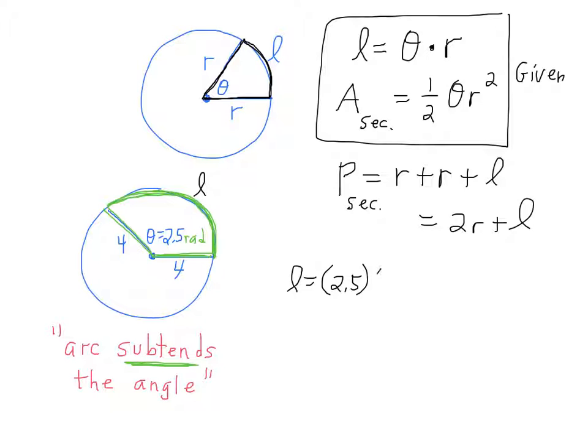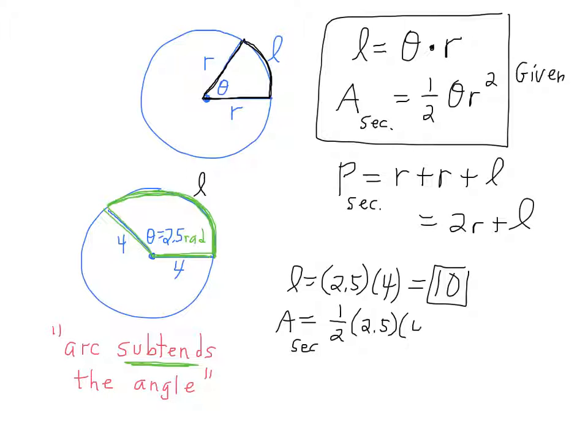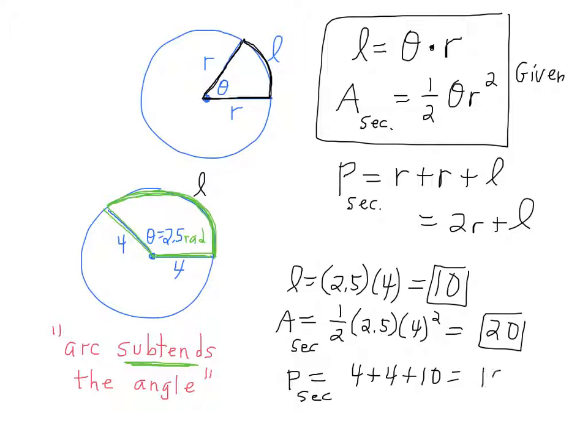It would just be 2.5 times 4, so that would give us 10, whatever the unit is, okay? If we had to find the area of that sector, it would simply be 1/2 theta, which is 2.5, times the radius of 4 squared. If you clean that up, you're going to end up getting 20 square units. If you had to find the perimeter of this sector, this is just going to be the 4 plus the 4 plus the arc length of 10, so 18.